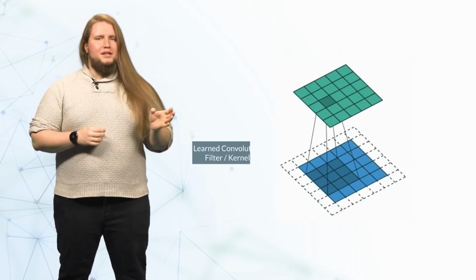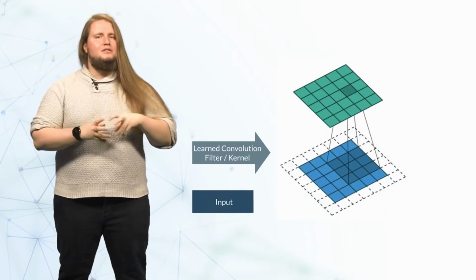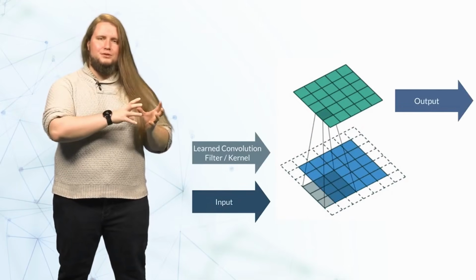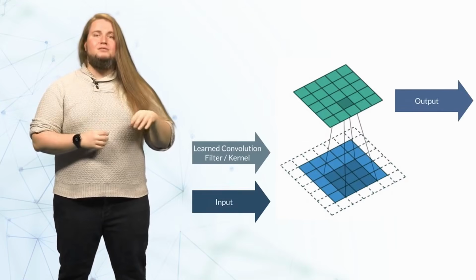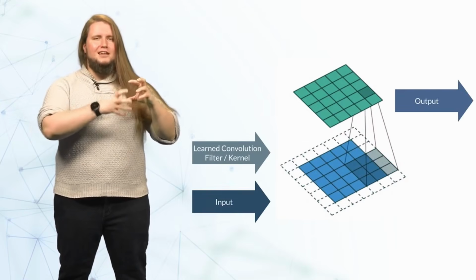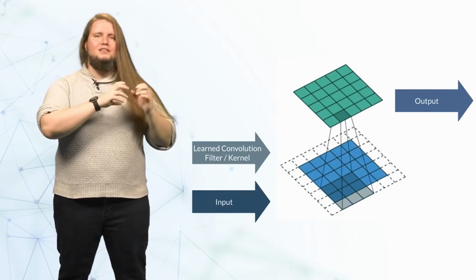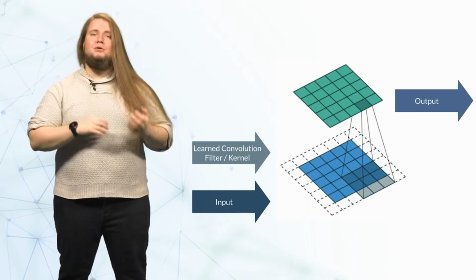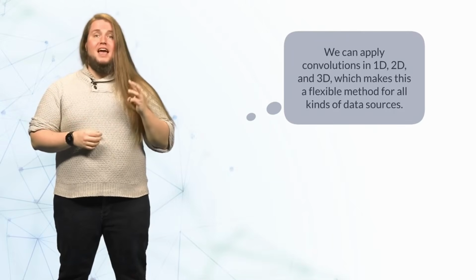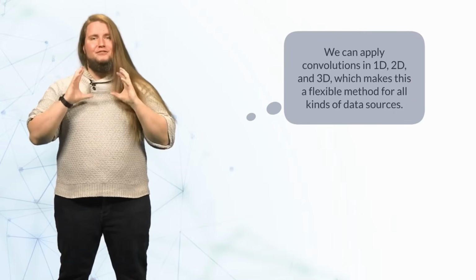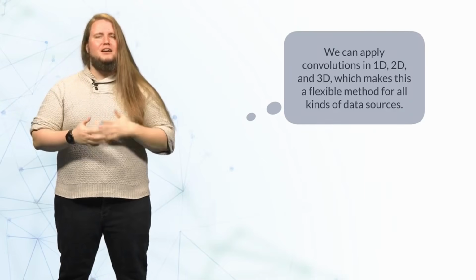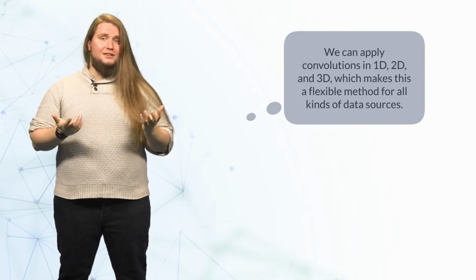Here, we apply a randomized 2D weight matrix to the input data to create a transformed output. During the training, this randomized weight matrix is slowly adjusted to a filter that is more fit for the purpose of transforming said input data. In fact, we can apply convolutions in 1D, 2D, and 3D, which makes this a flexible method for all kinds of data sources like weather data.